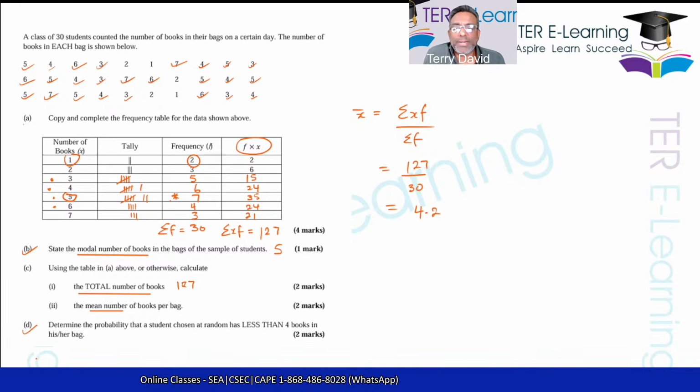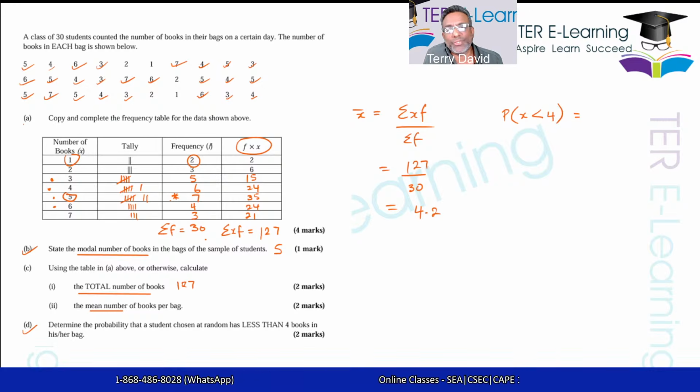And the last part, part D, determine the probability that a student chosen at random has less than 4 books in his bag. If he has less than 4 books, it means you can have either 3 books, 2 books, or 1 book. So what's the probability that a student chosen at random has less than 4 books?